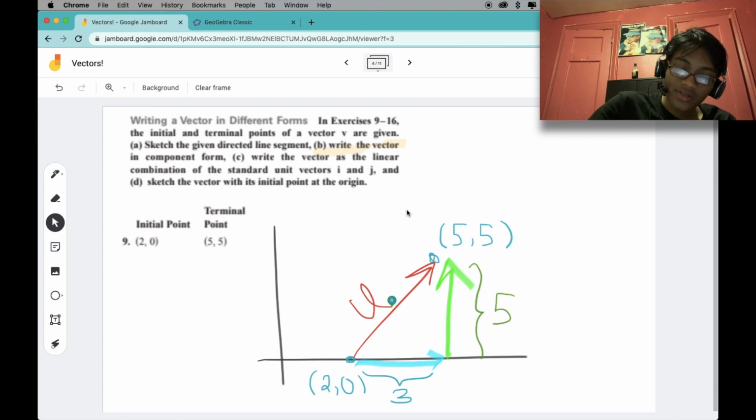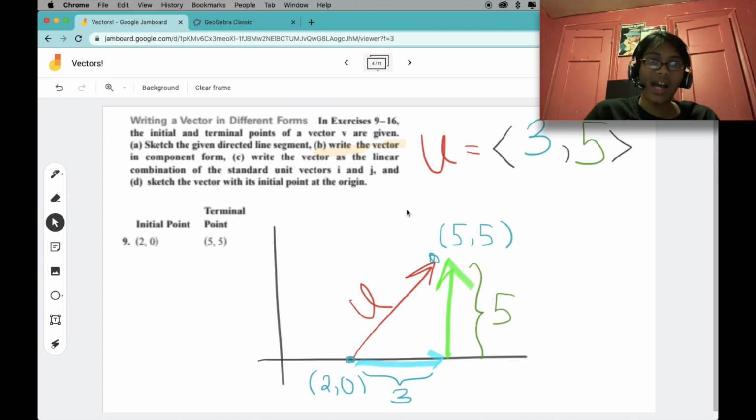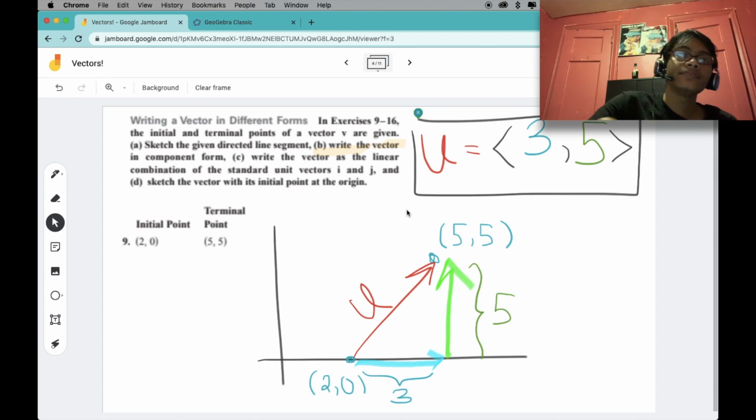If my vector is called u, I can say my vector goes 3 units in the x direction by writing 3, and then I put a comma and how many units it goes in the y direction, and that's going to be 5. So my vector in component form is simply going to be 3, 5. And that's how you write a vector in component form. Not too hard, is it?